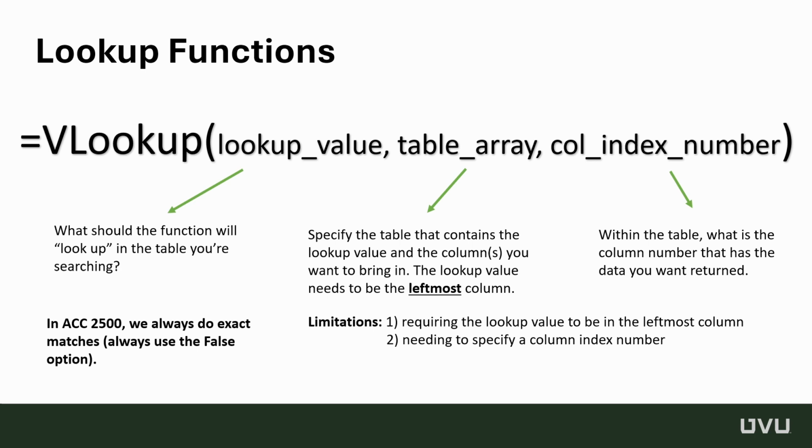Number 2, you have to specify a column index number, and if you're manually hard coding in these numbers, it's going to make it difficult to dynamically copy and paste a formula and bring in additional data. Number 3, it only searches up and down, not side to side. Now there is an analogous function, HLOOKUP, to handle this, but on their own, neither one can do the job of the other. And lastly, this function can be quite slow if your data set is large.